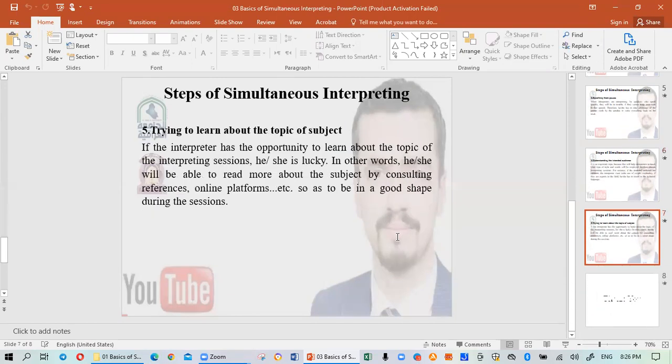The fifth step, dear students, is trying to learn about the topic of the subject that the interpreter wants to interpret. If the interpreter has the opportunity to learn about the topic of the interpreting sessions, she is lucky. In other words, she'll be able to read more about the subject by consulting references, online platforms, so as to be in a good shape during the sessions.